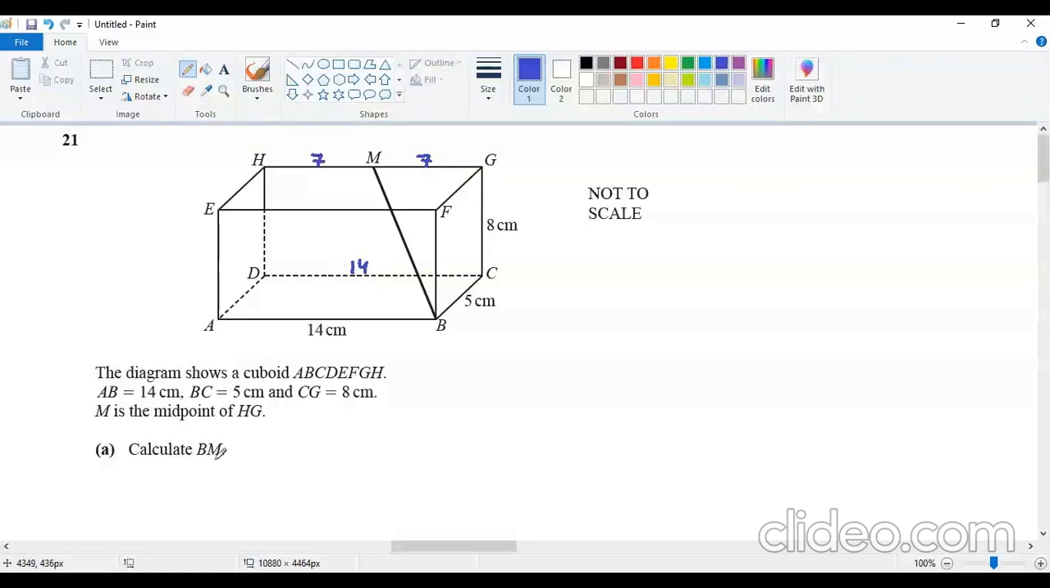Now they are asking to find BM. We need to find the length of B to M. For that, we need to know how much BG is first. So it's going to look something like this. We are finding this one, this one, and this one. BG is this one. We are going to find this, and you can see this is a right angle triangle, which I better draw the other way around for you to understand better.